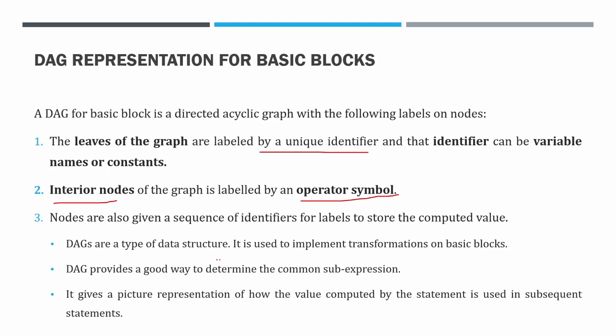DAGs are a type of data structure used to implement transformations of basic blocks. A DAG provides a very good way to determine common sub-expressions. In the next set of videos, we will be discussing common sub-expressions. It also gives a picture representation of how the values computed by statements are used in subsequent statements. So for example, if one expression is given, this DAG will show how each and every step of evaluation, with the results, can be easily identified with a pictorial representation.